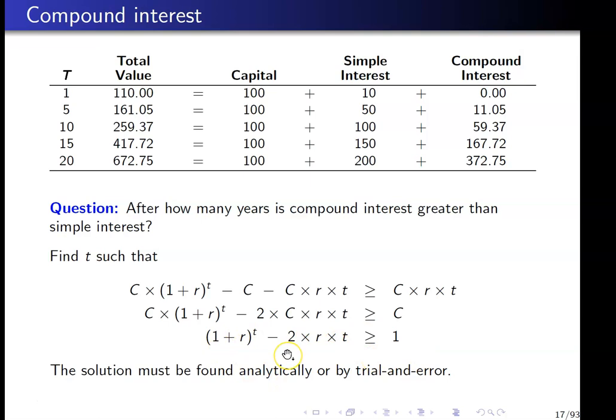So (1 plus r) to the power t minus 2 times r times t is greater or equal to 1. So we would have to solve this equation numerically, but this is how we would find the time period at which compound interest outweighs simple interest.